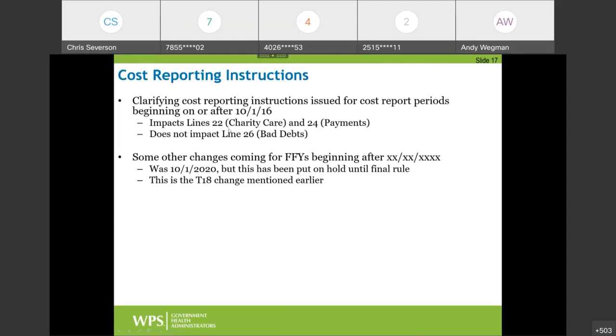But it did certainly impact line 20, charity care, and line 22, payments, and then line 26, bad debts. It impacted those, and we do expect some other changes to be coming. And again, I put X's here because we don't know what fiscal years are going to be impacted by that T18 change.